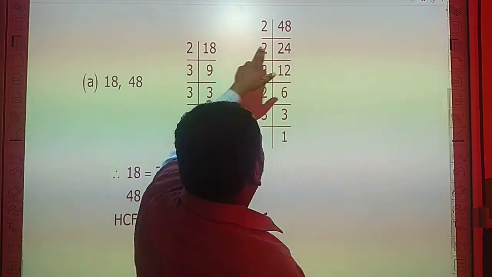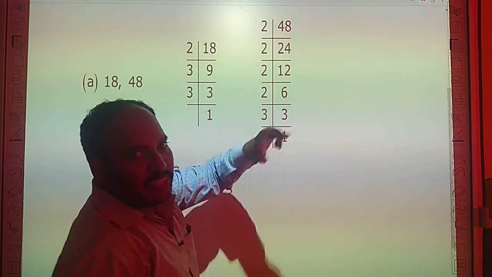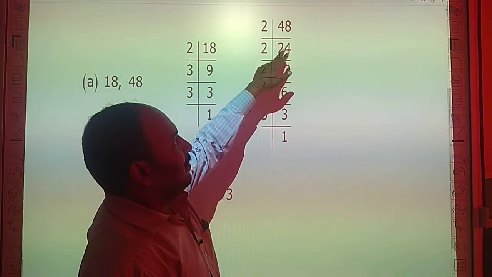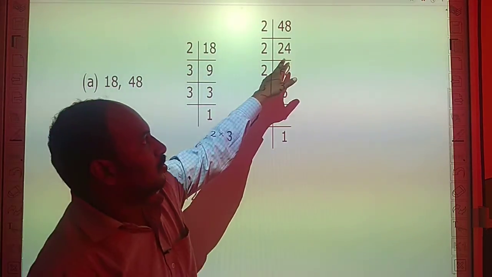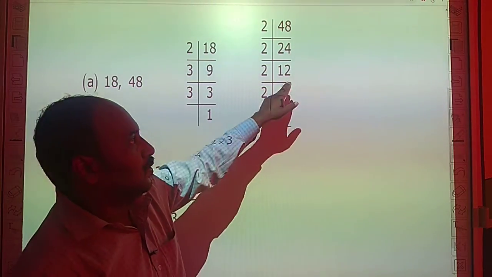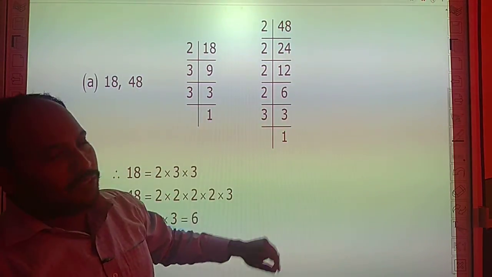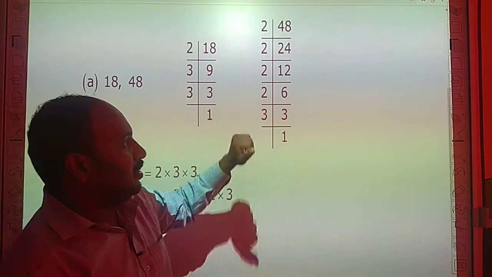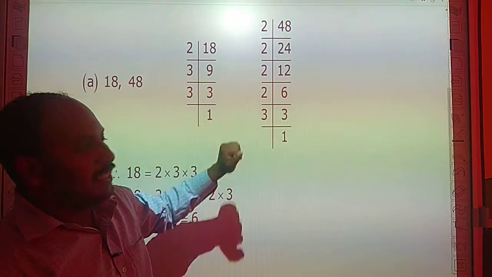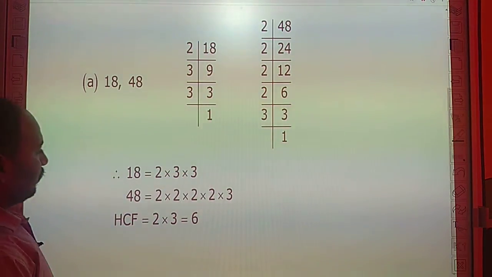And then the second number is 48. 48 divided by the first prime number 2. 48 divided by 2 is equal to 24. 24 divided by 2 is equal to 12. 12 divided by 2 is equal to 6. 6 divided by 2 is equal to 3. 3 divided by 3 is equal to 1.